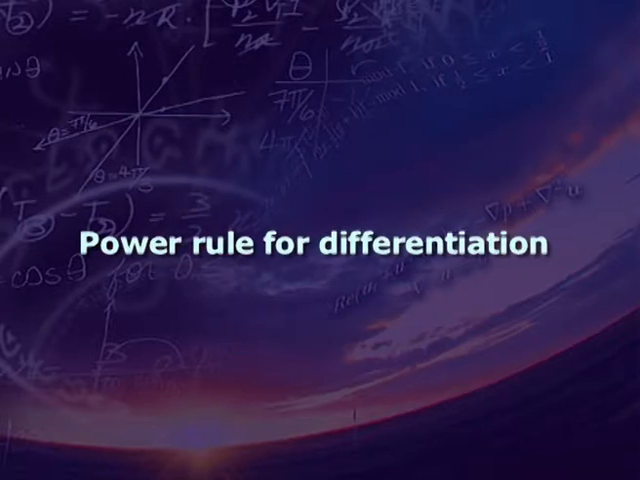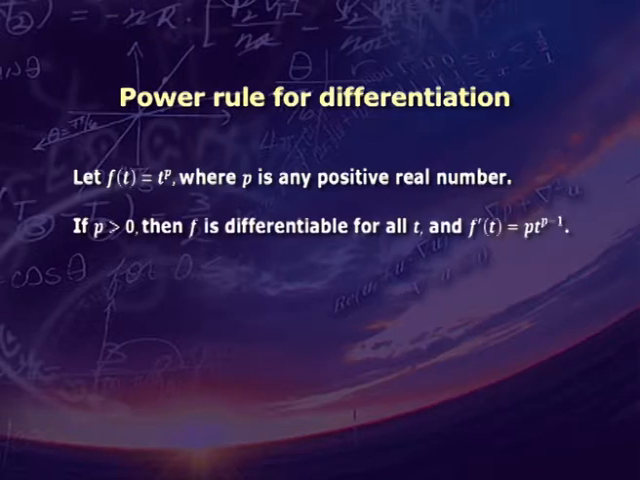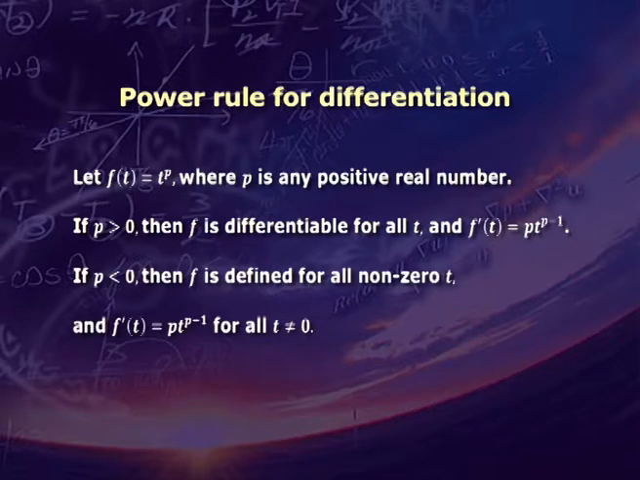Power rule for differentiation. Let f(t) is equal to t raised to p, where p is any real number. If p is greater than 0, then f is differentiable for all t, and f'(t) is equal to p into t raised to p minus 1. If p is less than 0, then f is defined for all non-zero t, and f'(t) is equal to p t raised to p minus 1 for all t not equal to 0.